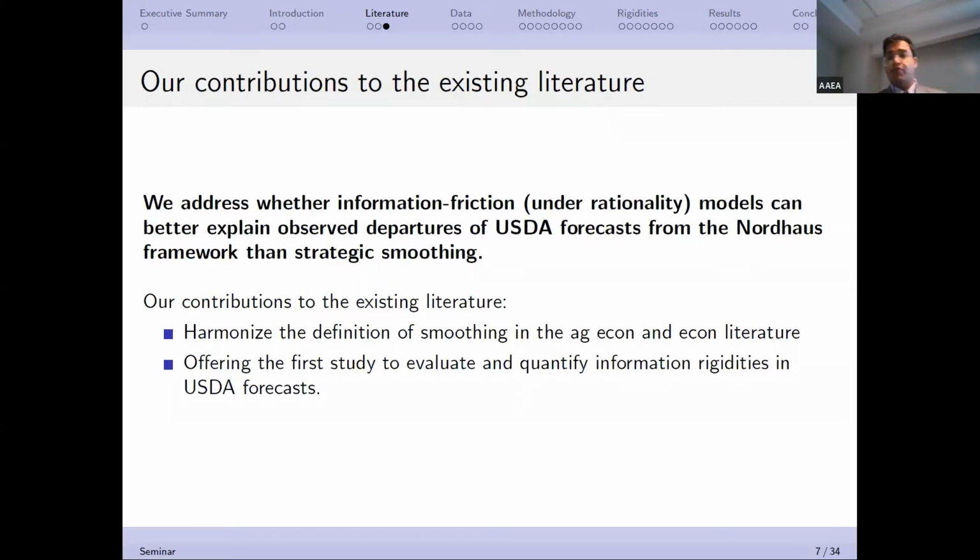The second contribution is that this is the very first study to look at information rigidities in agricultural economics forecasts.